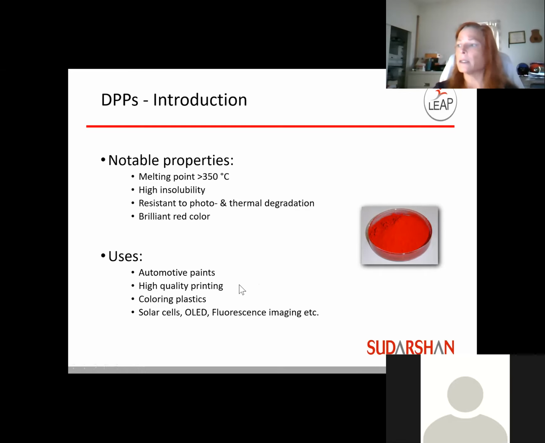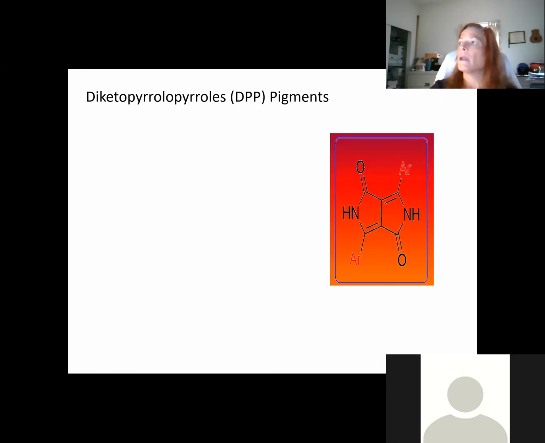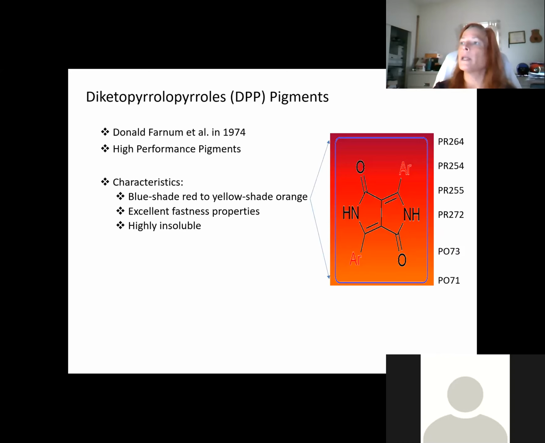Coloring plastics is key for these particular pigments because of that high heat resistance that they have. And they're also being used in some more niche areas like solar cells and fluorescent imaging. The DPP pigments, as I said, are a fairly young chemistry. They're in the high performance category.